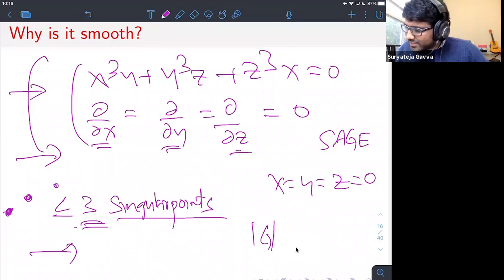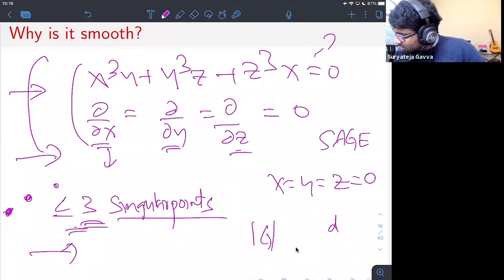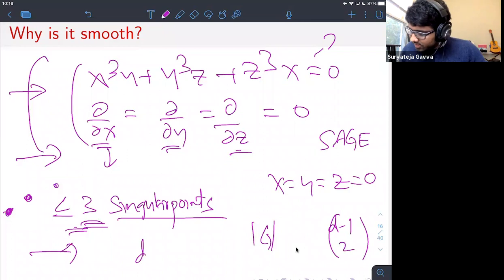Is that okay? I'm just saying, this is of degree 4 and this is of degree 3. That tells you there are at most 12 points, but maybe you can do better. In general, I think you can have some (d-1 choose 2) singular points if you have a degree d plane curve. But anyway, is that clear?